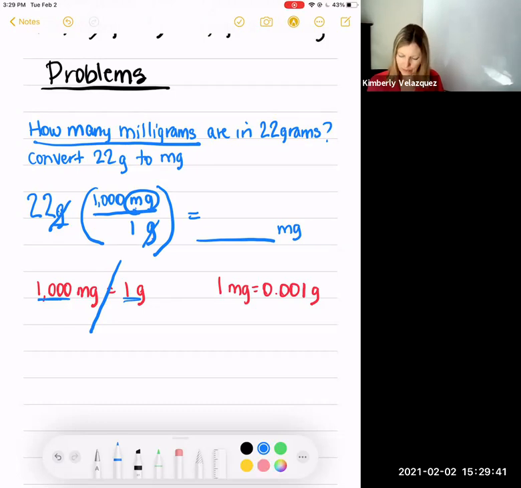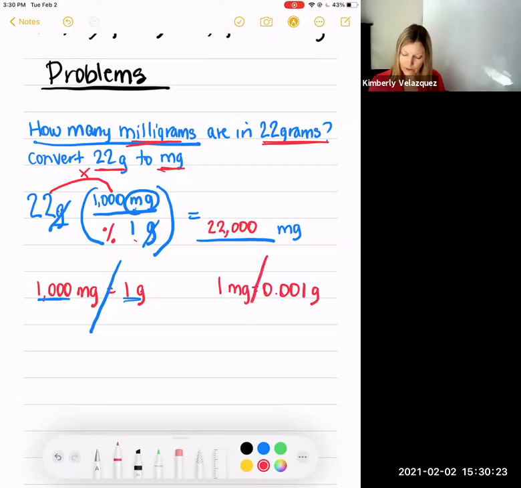Now I just do the math, and remember, you multiply by what's on top and you divide by what's on bottom. So it's going to be 22 times 1,000 divided by 1. I can skip the divided by 1 step because that gives me the same solution. So it's 22 times 1,000, which gives me 22,000 milligrams. So there are 22,000 milligrams in 22 grams. Those are the same thing. So converting 22 grams to milligrams, 22,000 milligrams in 22 grams.